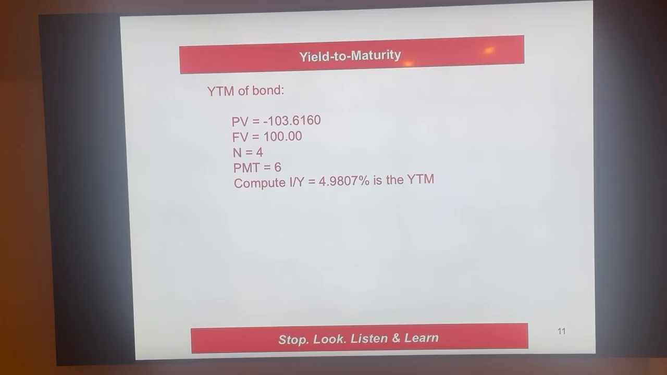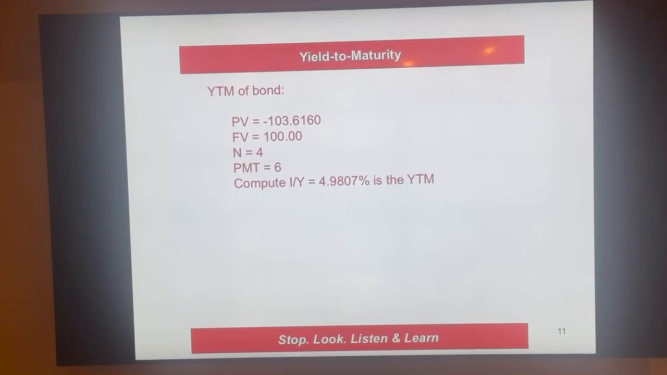And then you want to enter the present value of the bond, and you want the present value to be what we just computed, which is $103.62. And you want to enter that as a negative, reflecting the fact that if you invest in this bond, you're going to have to make an outlay of $103.62. And then we know that the future value of the bond is going to be $100, because that's the face value of the bond, and that's what we're going to get when the bond matures.